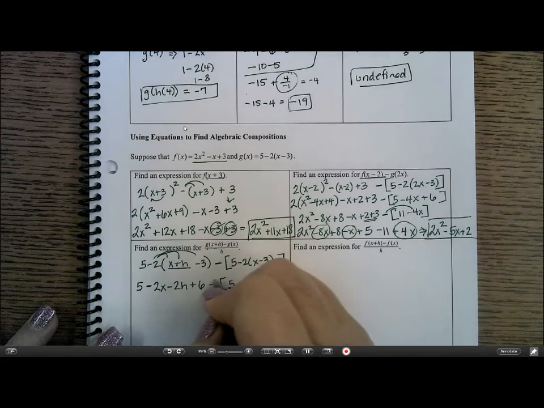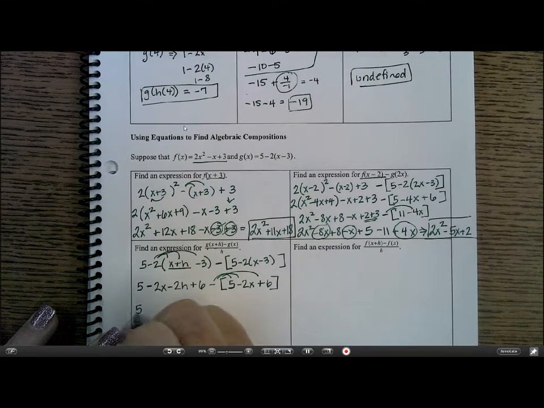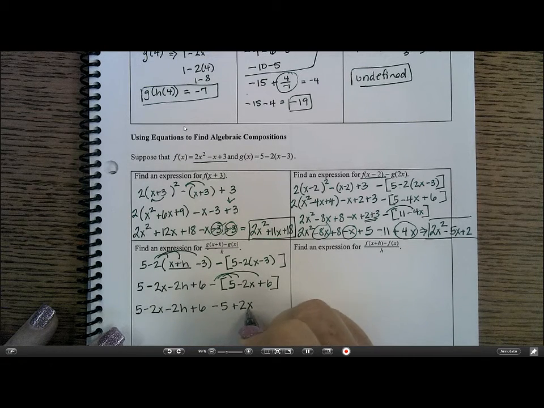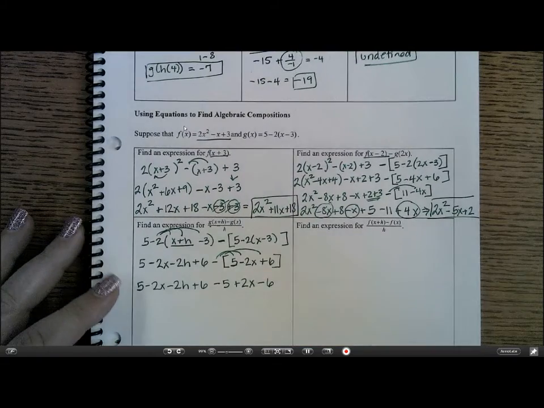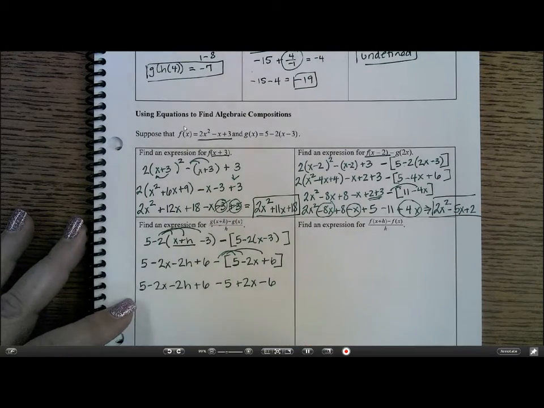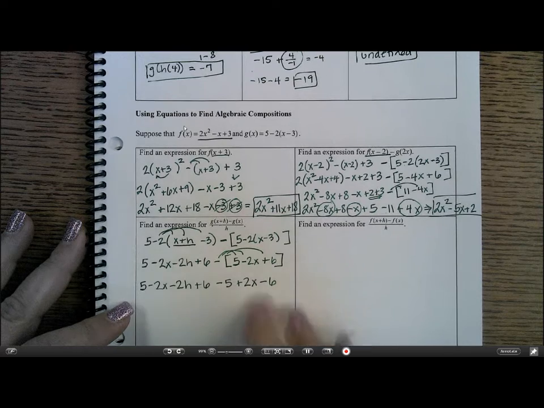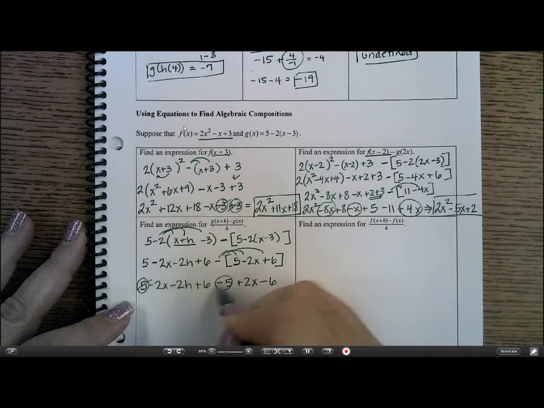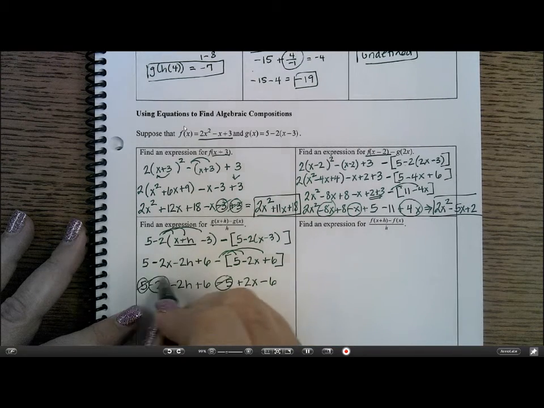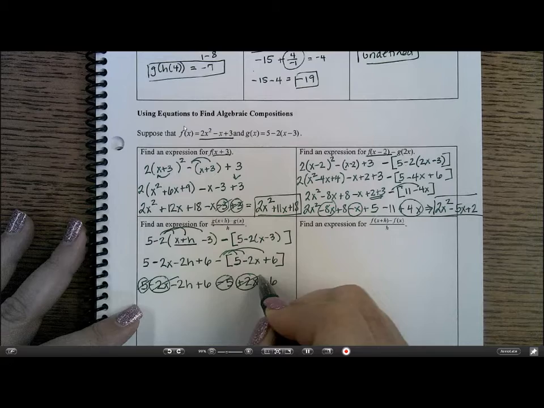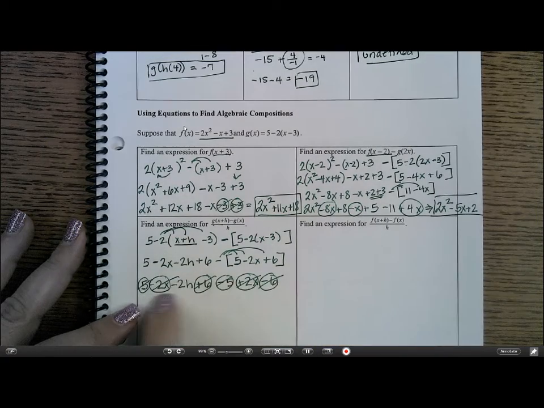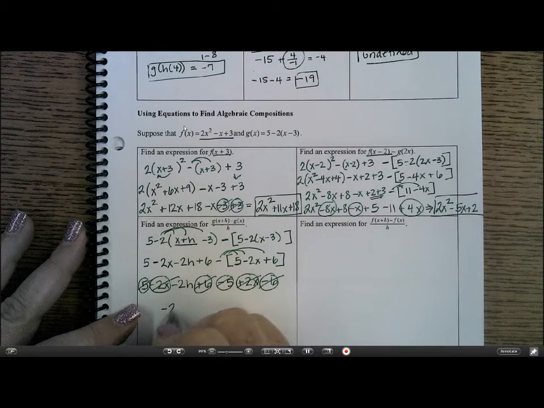I will then go ahead and distribute. So I've got 5 minus 2x minus 2h plus 6 minus 5 plus 2x minus 6. Now, here's how you know you're doing it right. When you get to this step, things should cancel. So I've got a positive 5 and a negative 5, gone. A negative 2x and a positive 2x, gone. Positive 6, negative 6, gone. And so all I have left is a negative 2h.